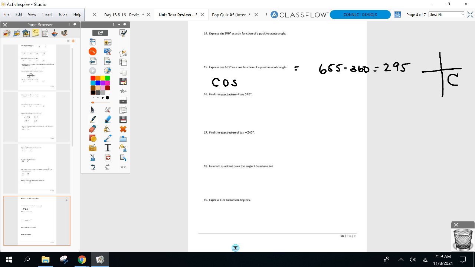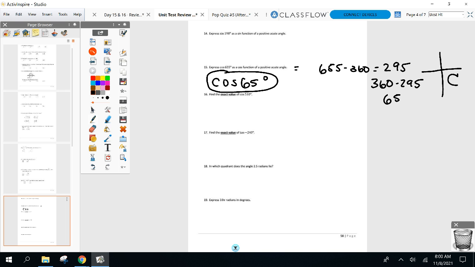How do you guys find a reference? And I'm going quick here because this is stuff I've done over and over again with you. It's in the fourth, so how do I find the reference angle? 360 minus 295. I end up with 65? Yeah. Okay. Cosine of 65. It doesn't ask me to find the value. It just said write it as a positive acute angle. There it is.